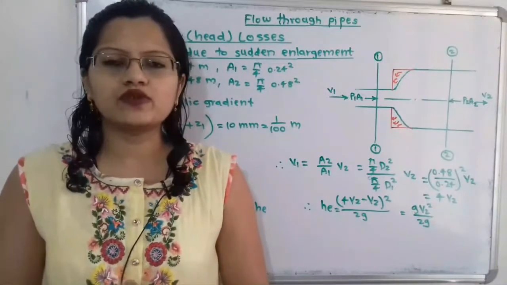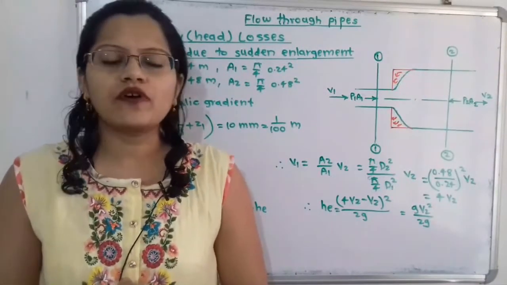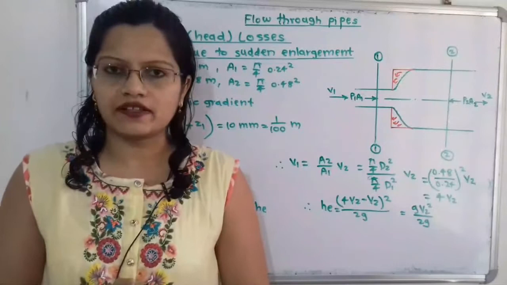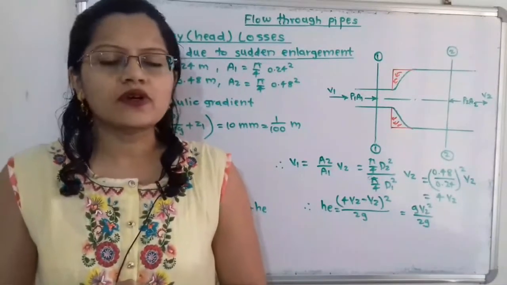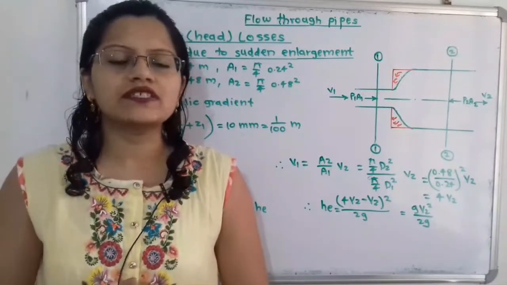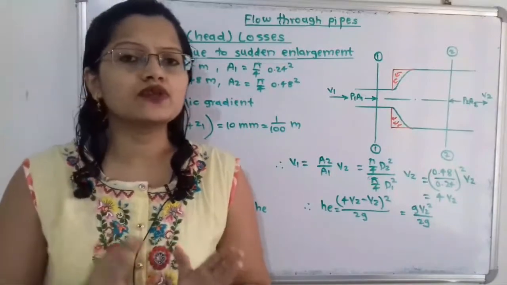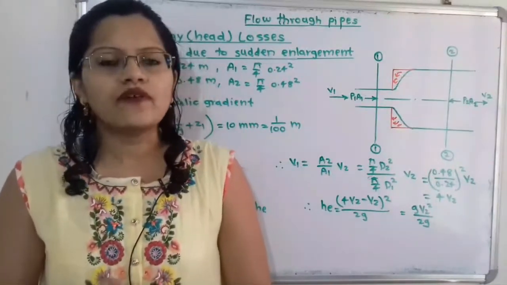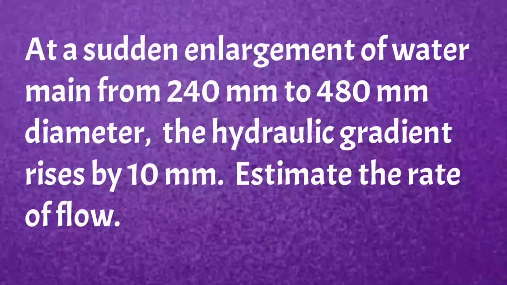Today we are going to solve a problem on loss of head due to sudden enlargement. These are also considered as minor losses, and these losses take place due to change in velocity. So first I will read the given problem.